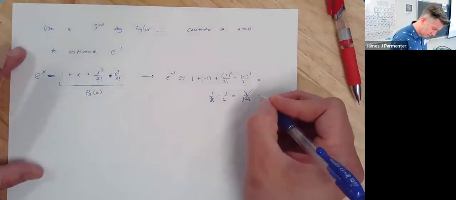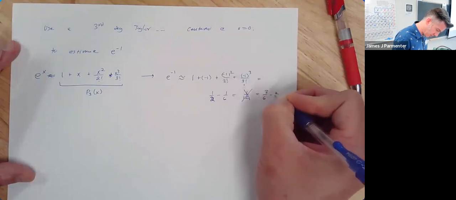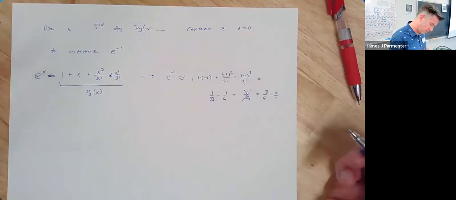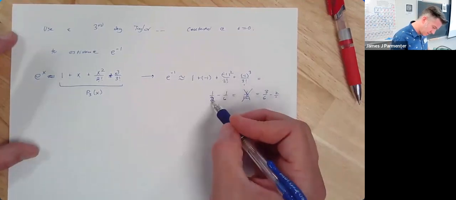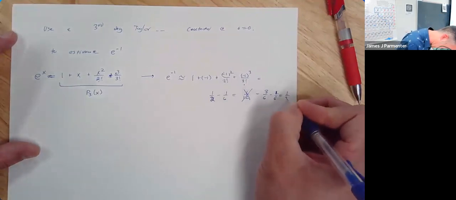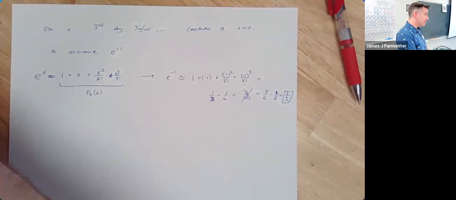So then if we do this, we get 3/6 minus 2/6, which is exactly 1/3. Sorry, is my brain ever going to work right here? 3/6 minus 1/6 is 2/6, which is 1/3. Goodness gracious. Okay, so that's our estimate. Good estimate. What's our error?